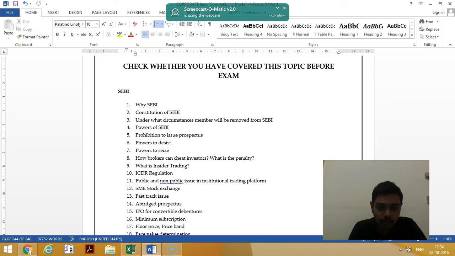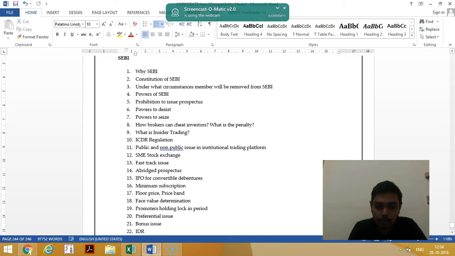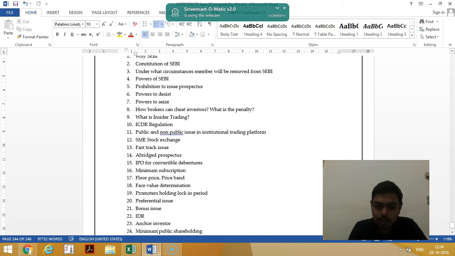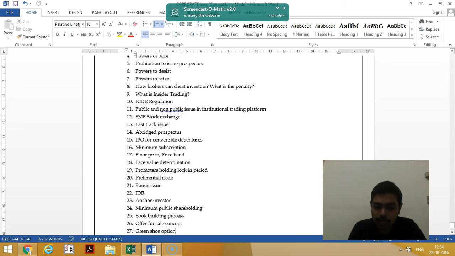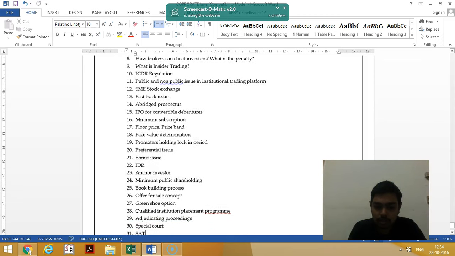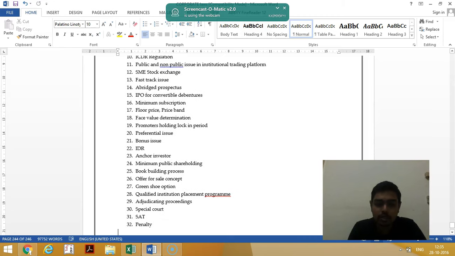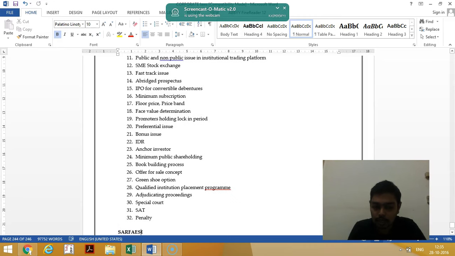Then institutional trading platform, that is a new thing introduced. SME stock exchange, then fast track issue, abridged prospectus, IPO for convertible debentures, minimum subscription, and exit option, that is a new one. Then floor price and price band, then face value determination, promoters lock-in period, preferential issue, bonus issue, then Indian depository receipts, anchor investors, minimum public shareholding, book building process, offer for sale concept, green shoe option, qualified institutional placement program, SEBI's adjudicating proceedings, special court, and securities appellate tribunal penalties.